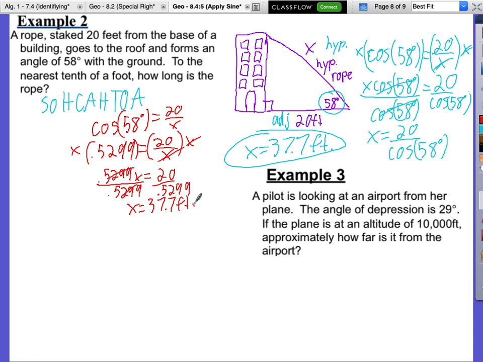How did you get 0.5299? You put cosine of 58 into your calculator. Which one do you recommend for the ACT? Whichever one's faster for you, because the ACT is multiple choice, so the answers are usually far enough apart, or if you do this, it'll be fine. So whichever one you're faster at. I'm faster at this, so I do that one.